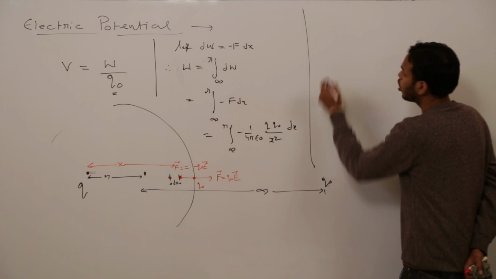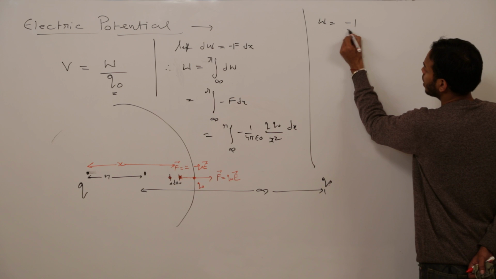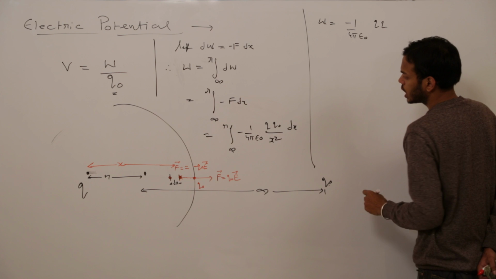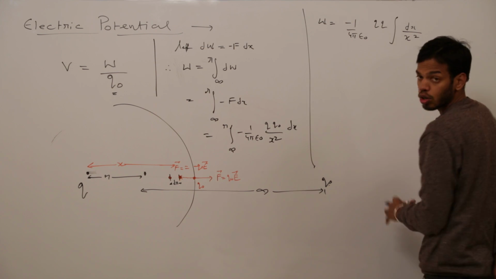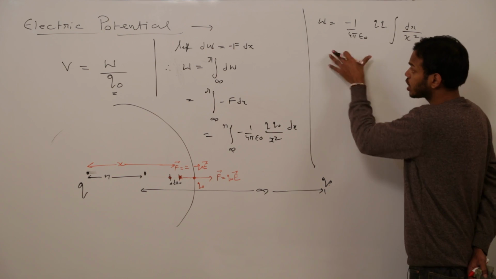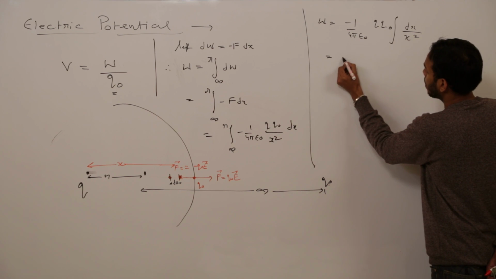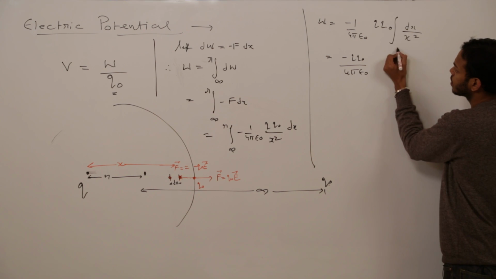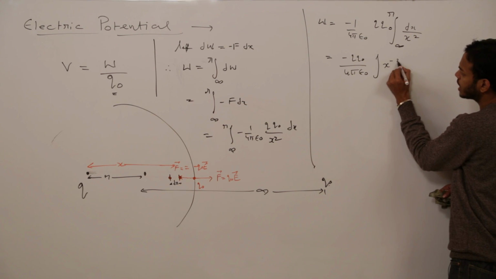From this, take all the constants out. What are you left with? Work done is equal to minus 1 upon 4 pi epsilon naught Q naught integration dx upon x square. My sign is also taken out. Guys, even if I am not visible, you can hear me and see the derivation. So minus Q naught upon 4 pi epsilon naught, and this thing is what? dx upon x square. I can write it as x raised to power minus 2 dx.